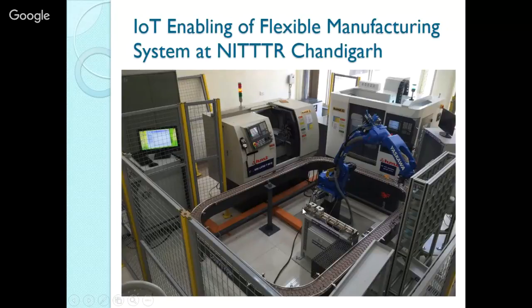But as a first step, during the last 2 months, what we have done is, first of all, connected the controller of this FMS to the cloud. As on date, we have been able to implement one functionality: we are able to see through the cloud which machine is on and which machine is off during the work cycle. And this data is being uploaded to the cloud every 60 seconds.